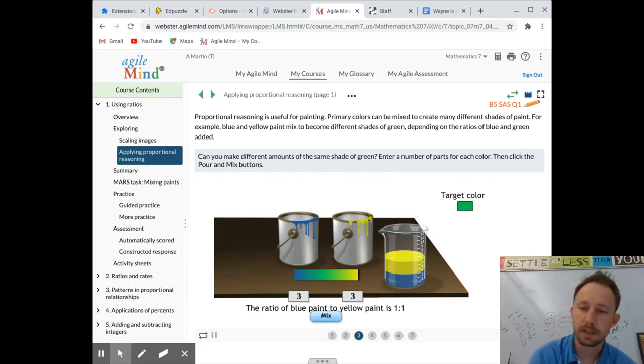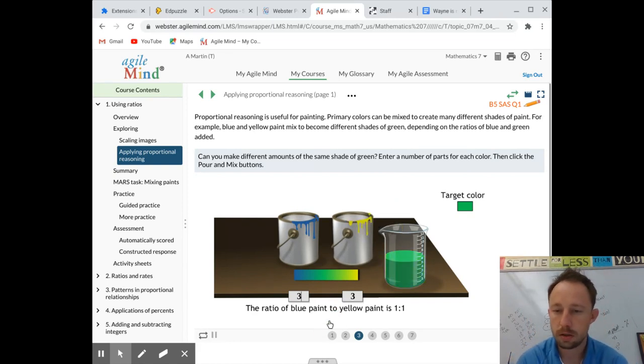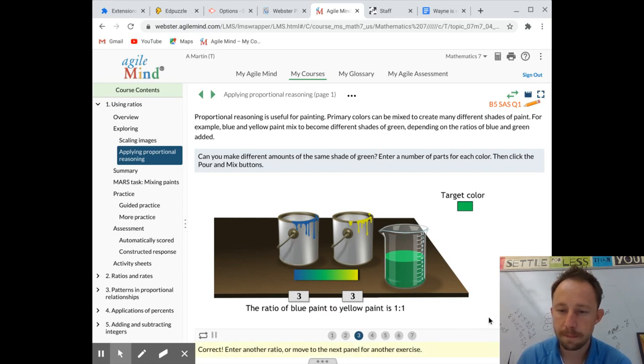Is this going to give us the same color? What do you think? Is that the same color? Yes, sir. Yeah, it is. All right. So somebody give me another mixture. 4 and 4. 5 to 5. Good job. 4-to-4, 5-to-5. What about 100 to 100? Would that work? Would those all work? Yes, sir. Yeah, they would all work.